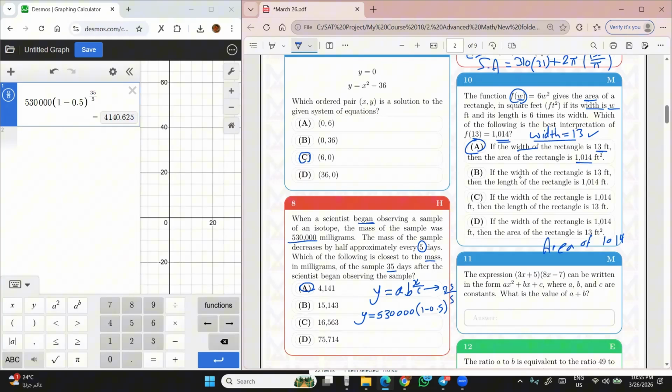What about letter B? The width of the rectangle is 13, yes, but the length is not the length. The answer here is always the f, not the length. f is the area. What about letter C? The width is this number? Of course not. The width is this number? Also not correct. So the answer is letter A.